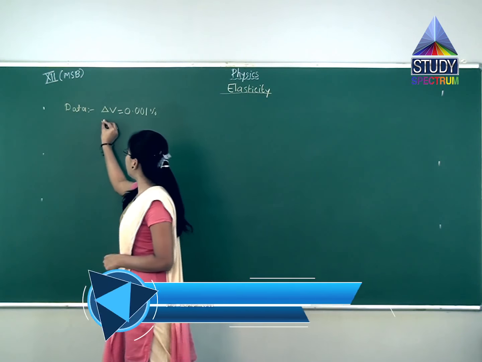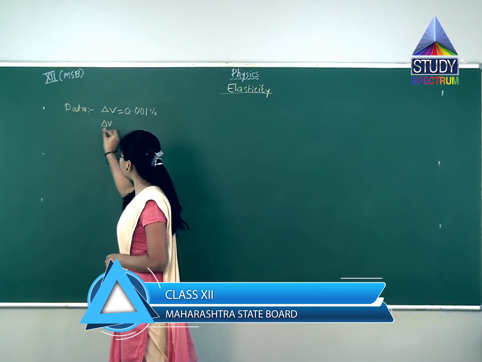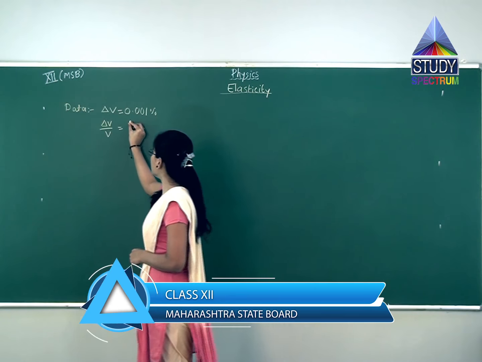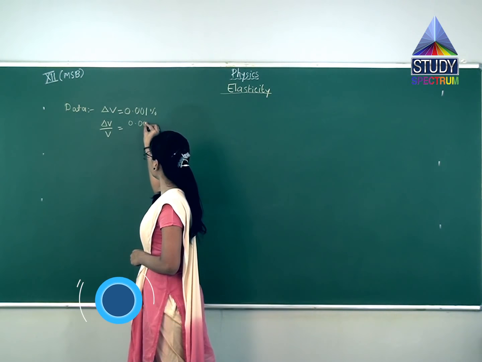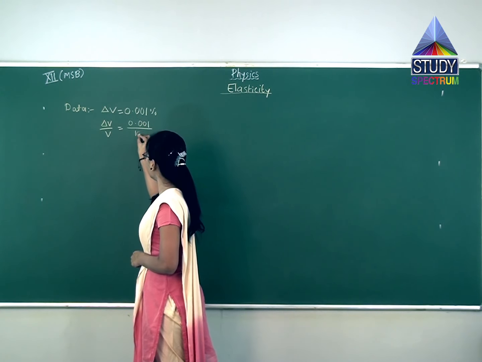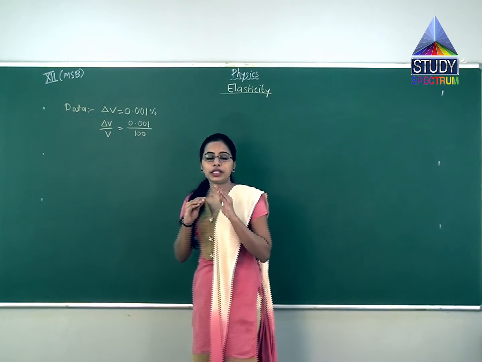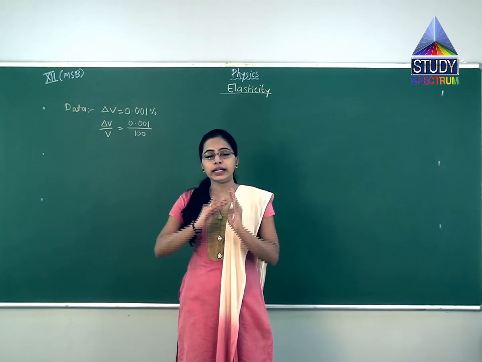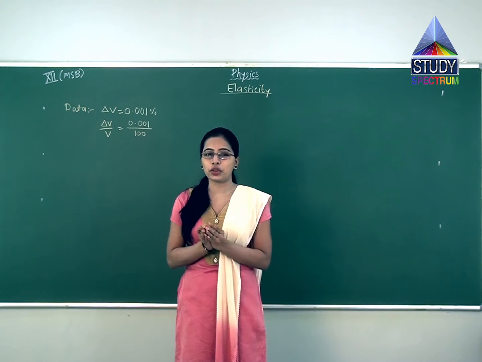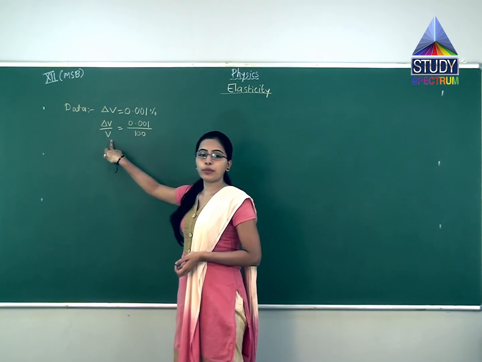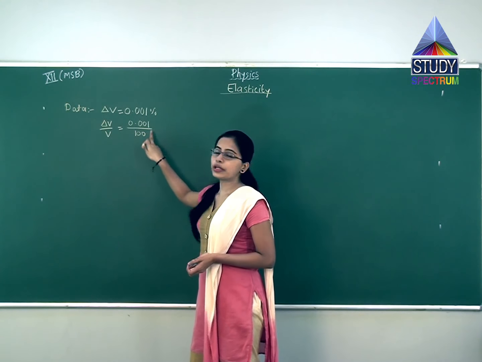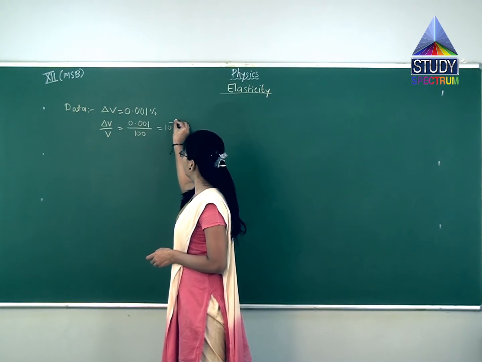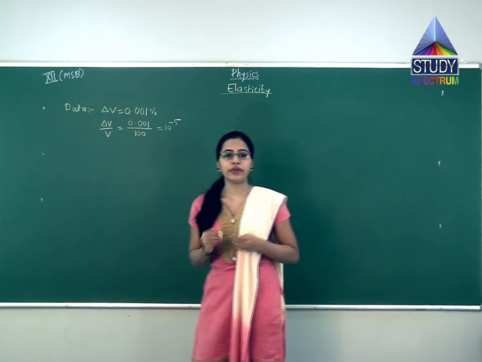So we will have delta V upon V is equal to 0.001 upon 100. Means change is taken in percentage, so definitely it is related to original volume. So that's why delta V upon V is 0.001 upon 100. So it is 10 raised to minus 5.